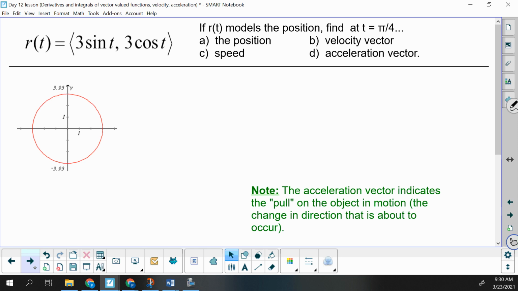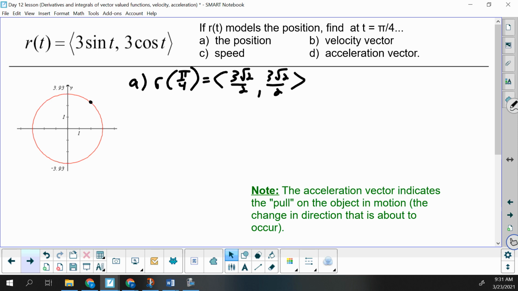So we've got 3 sine t, 3 cos t. That's what it would look like if we subbed in things like 0, pi over 2, and all that. We want to find the position at pi over 4, so we're just going to do r of pi over 4. Sine and cos of pi over 4 are just square root of 2 over 2. So we get 3 square root of 2 over 2, and 3 square root of 2 over 2 for the second part as well. So that's roughly right here.